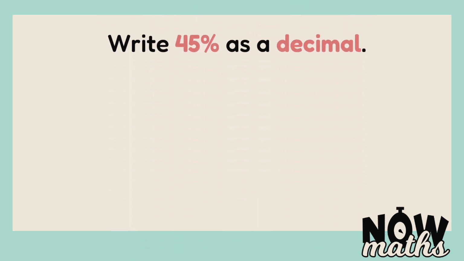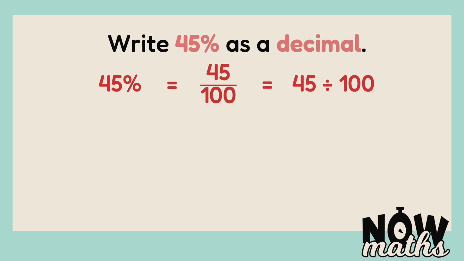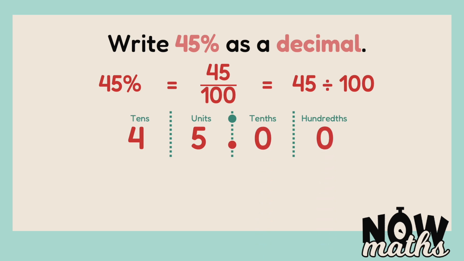Now for our next example, we're going to write 45% as a decimal. So again, percent means per 100, so we can write 45% as 45 out of 100. And this is the same as 45 divided by 100. So we'll use place value to work out the answer, and 45 has 4 tens and 5 units. It has 0 tenths and 0 hundredths, so we won't worry about that for now.